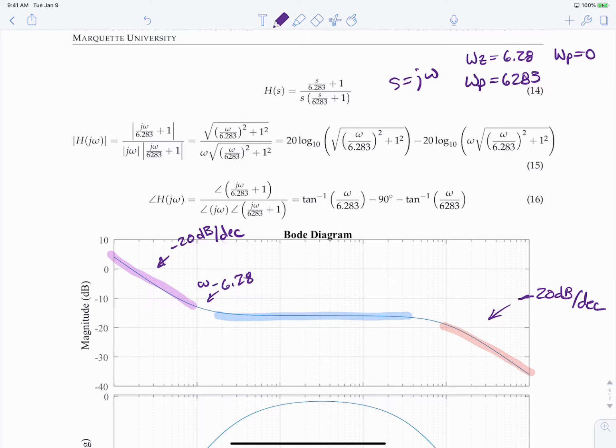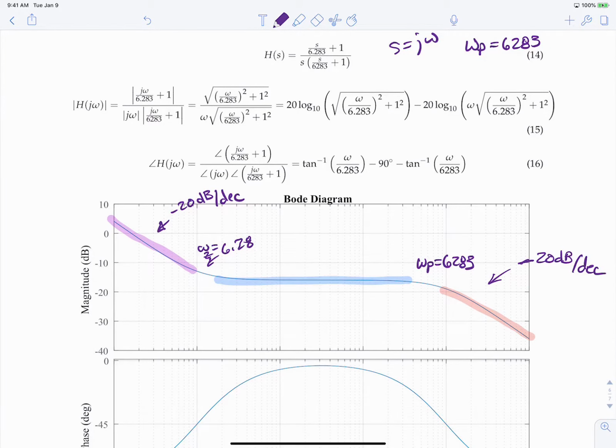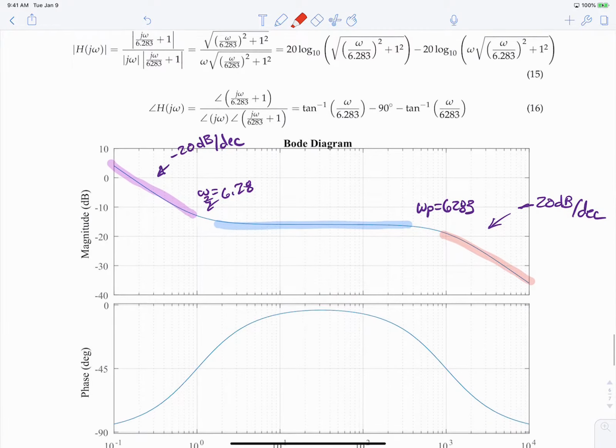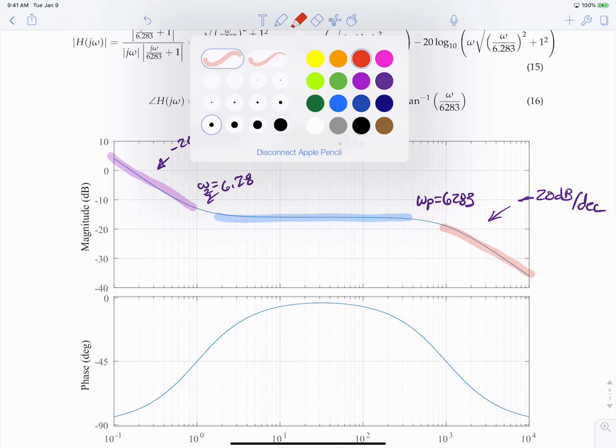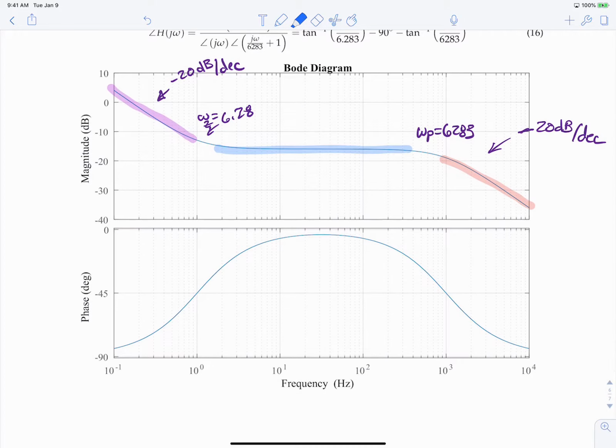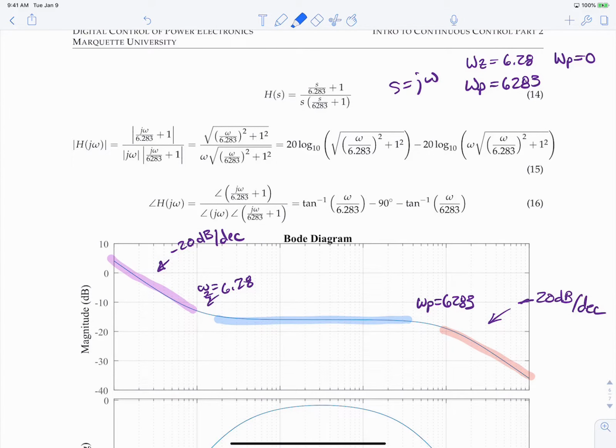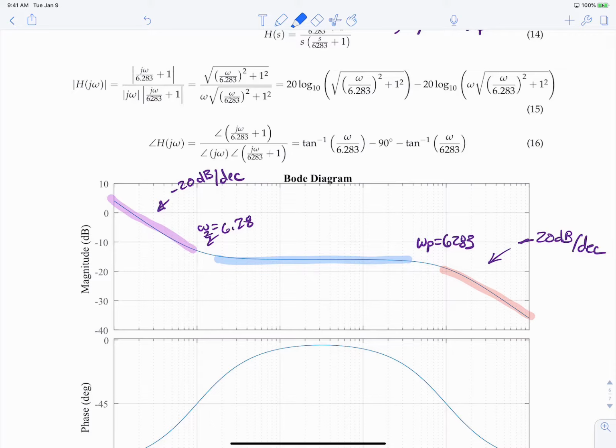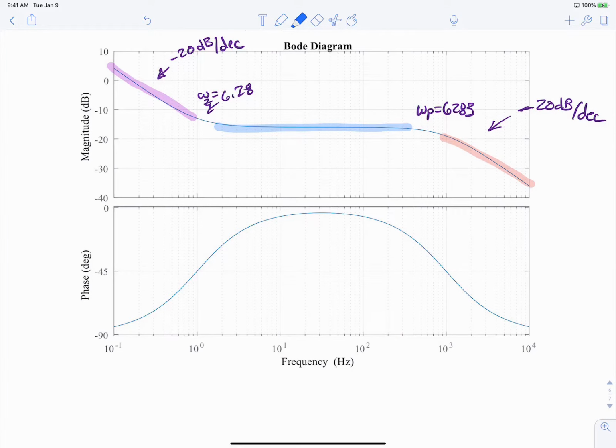This is omega z equals 6.28, this was our 0, and this is omega p equals 6283, right at that point. Okay, and that's the gain. Now let's talk about phase. Again, we're just going to calculate angles of complex numbers in this step here. We can use what we learned before to understand what's going on. So we know that at really low frequencies, tan inverse of this 0 will be 0, this one will be 0, but we have this fixed minus 90 degrees, and that's due to the integrator, or the pole at the origin.